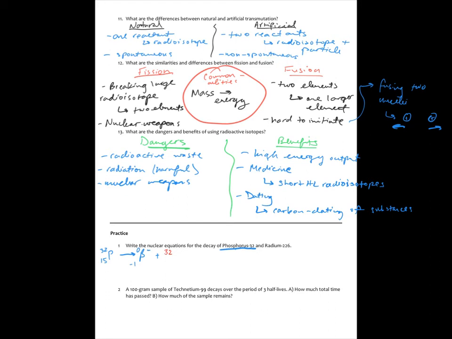So we already have a -1. What would add with -1 to still get 15? Let me show you. It's going to be 16. Now why did I pick 16? Look here, 16 and a -1 together, you add them up and you get a total of 15. So make sure these two things stay the same. So that means we got to look up element number 16, and that would be sulfur. And that's how you write the nuclear equation for decay of phosphorus 32.